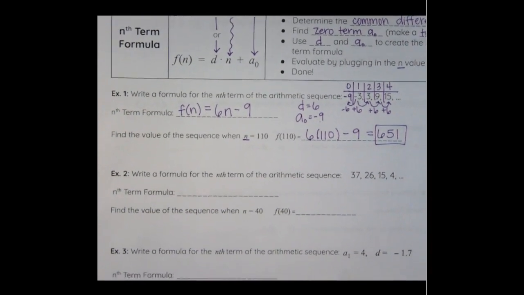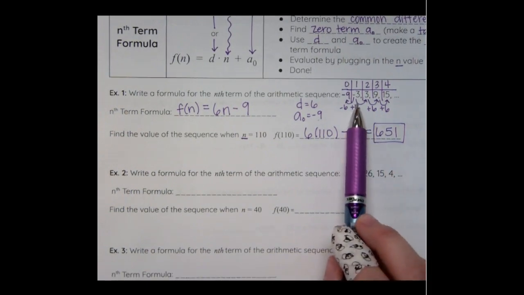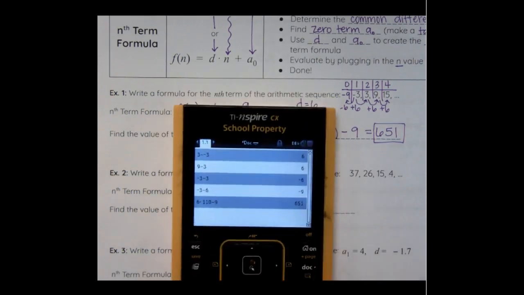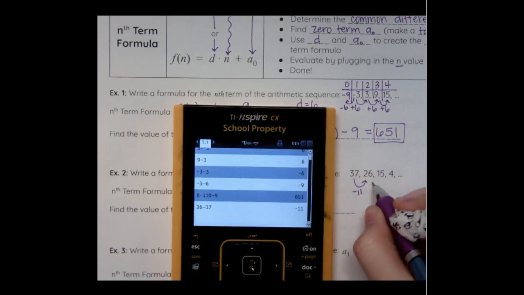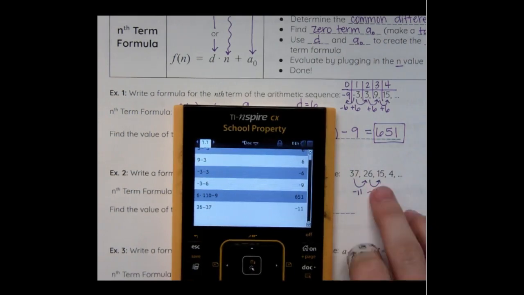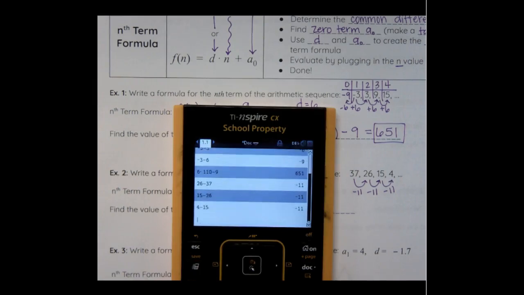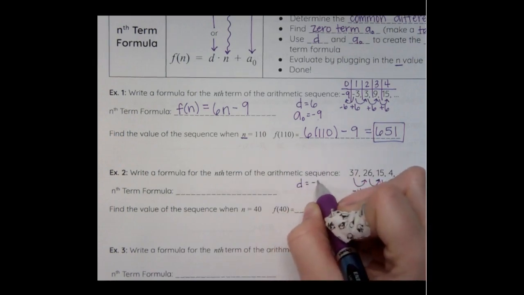Let's look at number 2. Write the formula for the nth term of this new arithmetic sequence. So on this one, I could tell pretty quickly that it was plus 6. On this one, I can tell we're going down, but if you need help figuring out that common difference, take the second number, 26, minus that first number, 37, and you get -11. So every time we go over, we're subtracting 11. If I want to try the second one, 15 minus 26, -11. 4 minus 15, negative 11. So I know my common difference is negative 11.